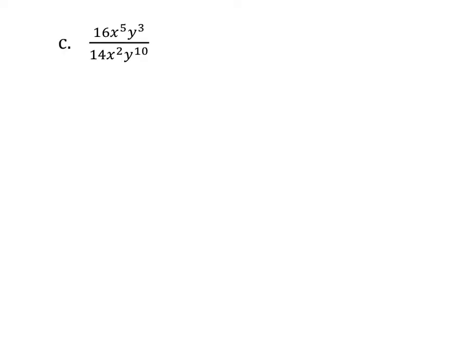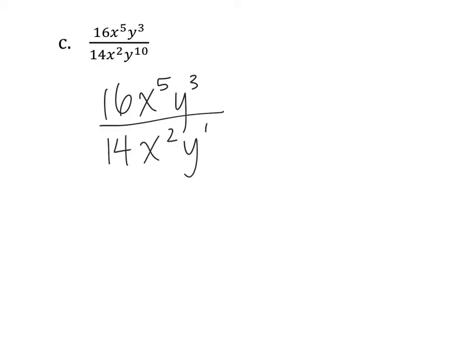This next one, we have a bunch of different terms, so let me actually just rewrite it so it's bigger. 16x to the 5th y cubed over 14x squared y to the 10th power. From here, 16 and 14, I know they're both divisible by 2. Oops, sorry. This is going to be 8, and this one's 7. X to the 5th and x squared. I know x squared is smaller, so it's going to be canceled out. This 5th power is going to change to a 3rd power because I'm going to do 5 minus 2. For the y's, the smaller exponent is going to be out. This exponent is going to change to 10 minus 3, which is 7.